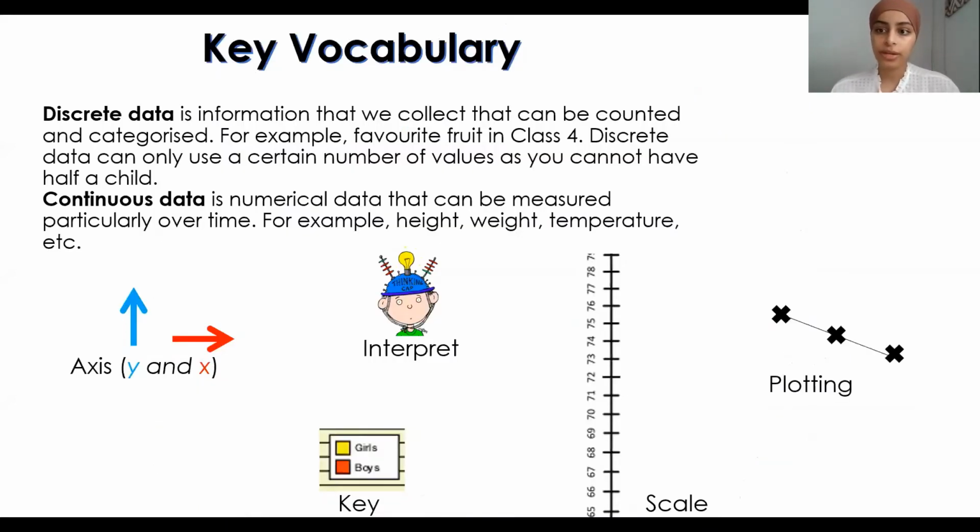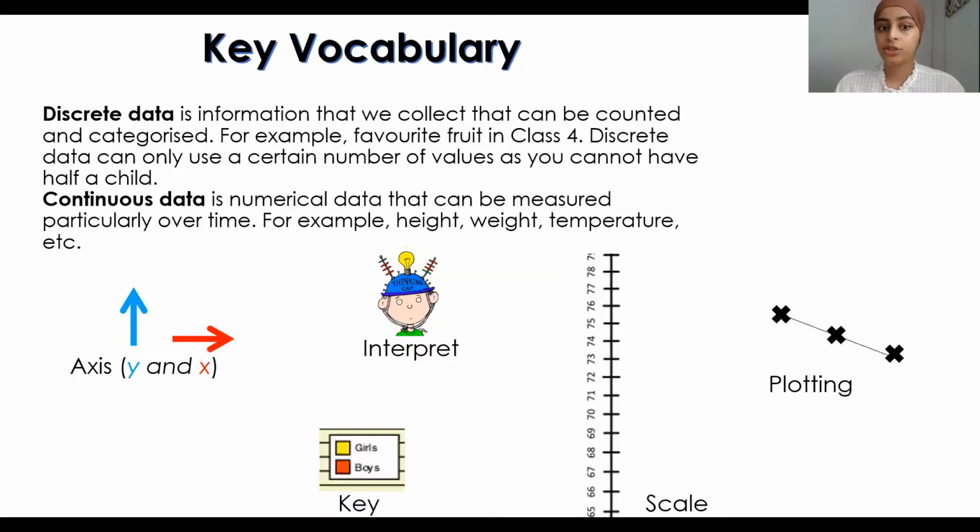With the graphs and charts that we look at, they both might use different types of data. So we have discrete data, which is information that we collect that can be counted and categorized or put into groups. For example, we might have a title that says favourite fruit in class 4, and the categories could be something like apples, oranges and pears. Discrete data can only use a certain number of values, as you cannot have half a child voting for apples or half a child voting for pears.